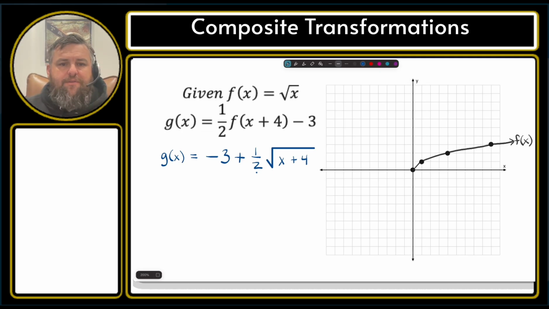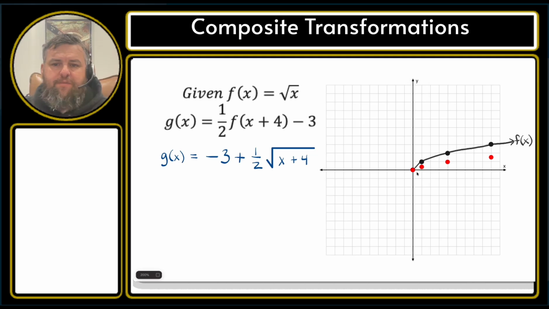The first thing I'm going to do is apply the vertical dilation first, and then I'm going to move all the rest of the points based on the translation. By first applying the vertical dilation, I'm going to compress it by half. Each of these points is half of its height. Well, half of 0 is still 0, half of 1 is 1/2, half of 2 is 1, and half of 3 is 1.5.